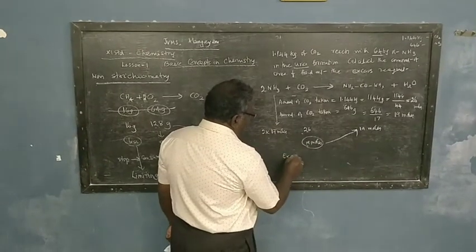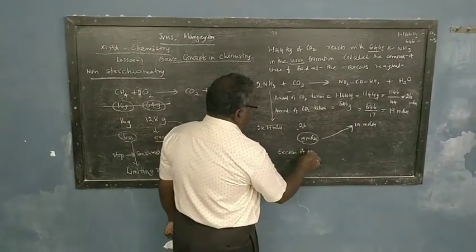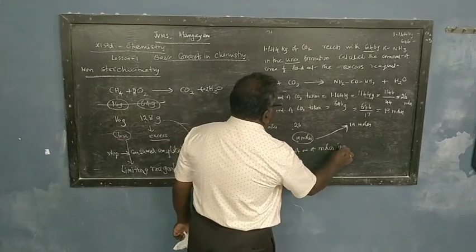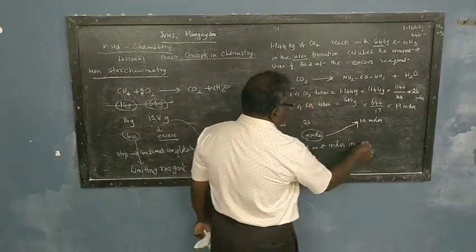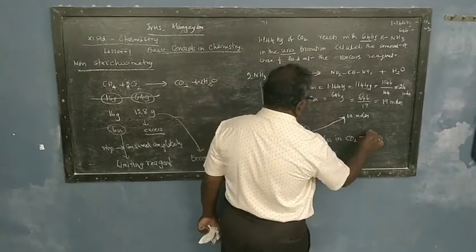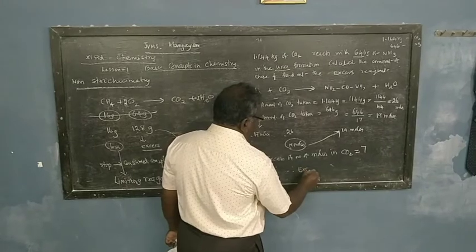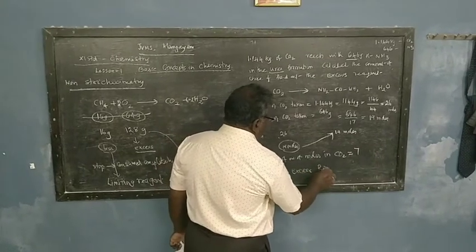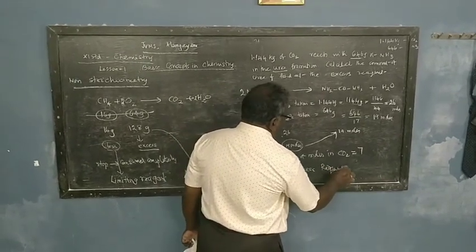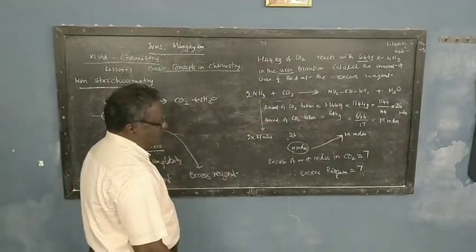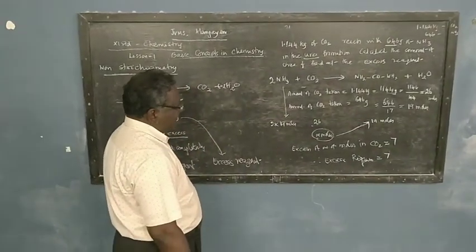Therefore excess number of moles in carbon dioxide is equal to 7. Therefore excess reagent is 7. Right? Our excess reagent is 7.